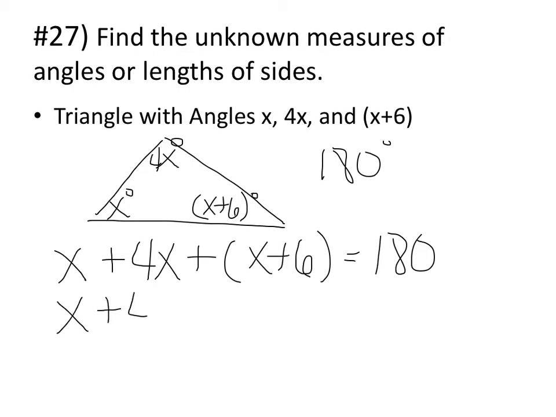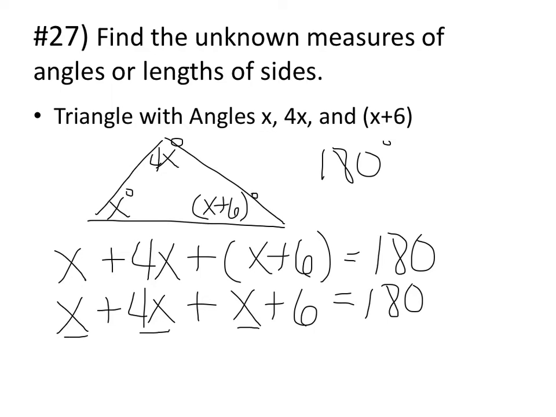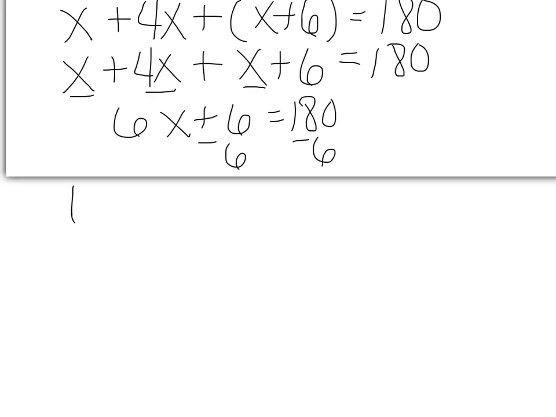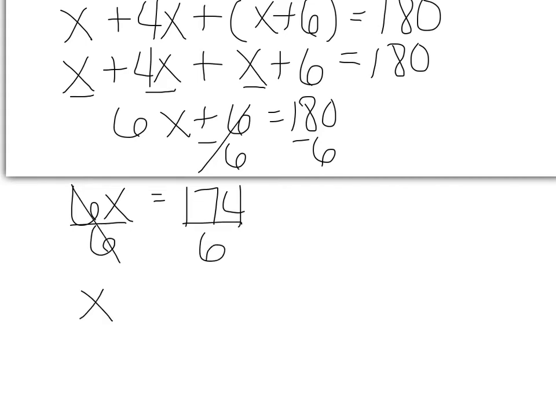Then you're going to distribute the positive 1 here, get rid of the parentheses, and now combine like terms and solve. x plus 4x plus x is 6x, plus 6 equals 180. I'm going to subtract 6 from both sides, and you get 6x equals 174. Divide both sides by 6, and you get x equals 29. Now you're not done.